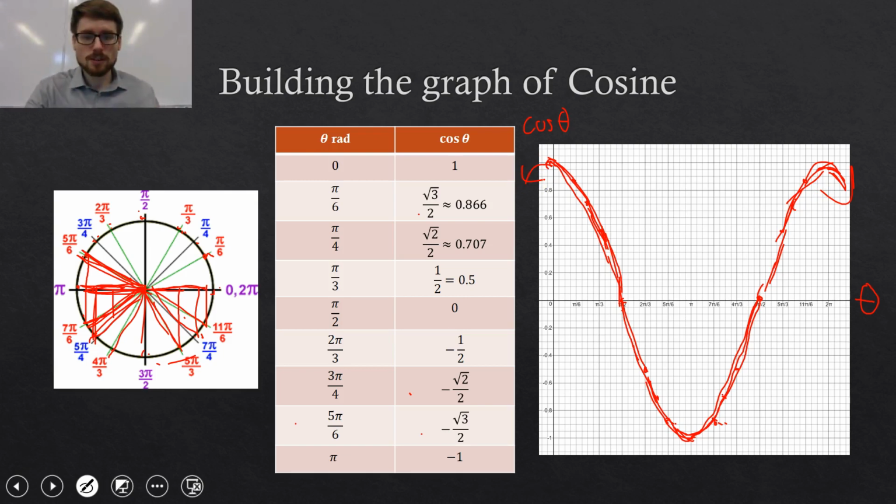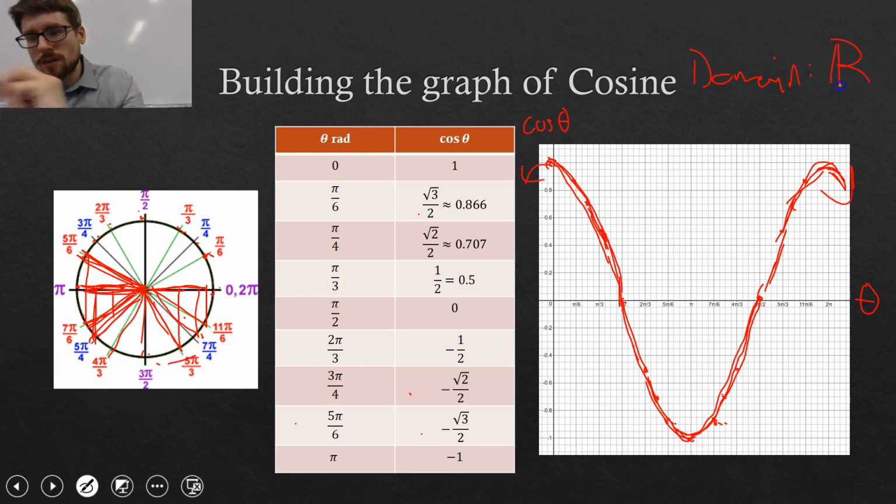From this, we can determine the domain and range. The domain is just all real numbers. You can plug any angle in. You can put in a positive angle, you can put in a negative angle, you can put in 0. There's no restriction on the angle. So our domain is all real numbers.